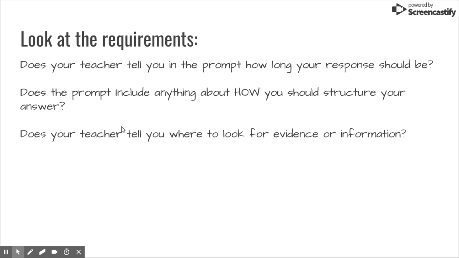I also want you to pay attention to where your teacher is telling you to look for evidence or information. A lot of times your teacher will tell you, look in lesson 2 in the OLS for this information, or click on this website to help you understand better. Or here are 2 different opinions. Click on these 2 different websites and decide which one you agree with more. All of that is what your teacher is giving to help you. So that's stuff that we really need to pay attention to as much as the question or the prompt itself.